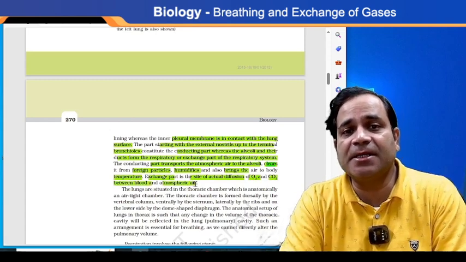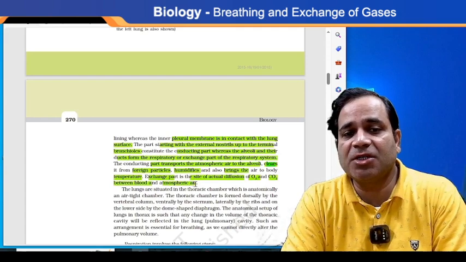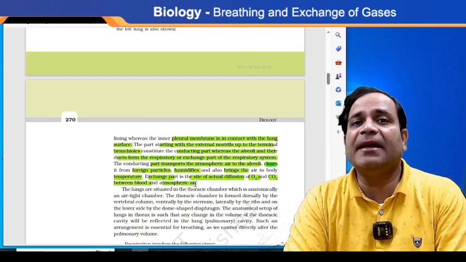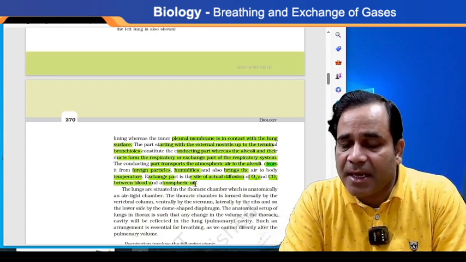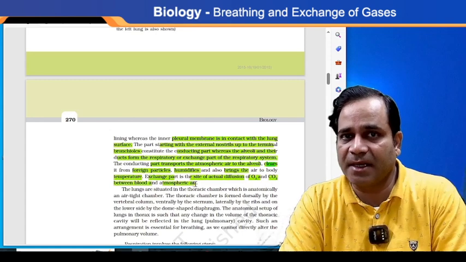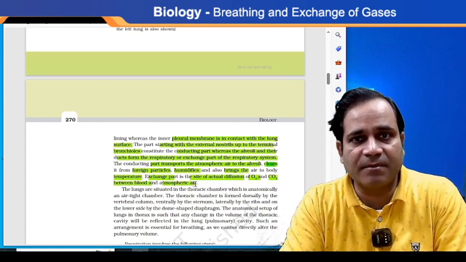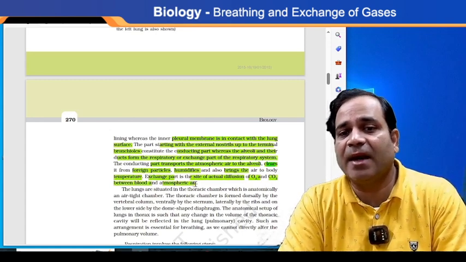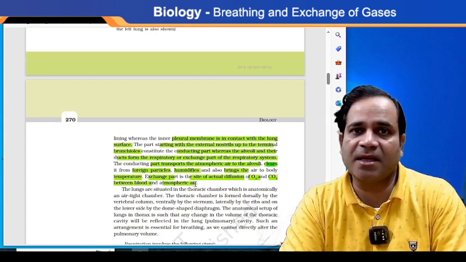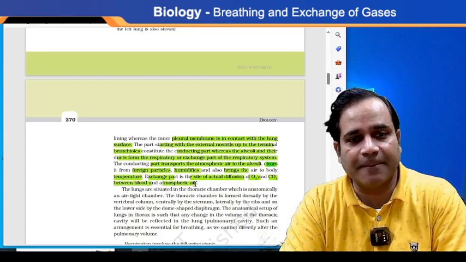Again I'm repeating: if I'm saying that the exchange part is the actual site of diffusion, then which organ is responsible for this? This is done by the lungs, and in the meanwhile the exchange of oxygen and carbon dioxide between blood and atmospheric air takes place continuously, my dear.